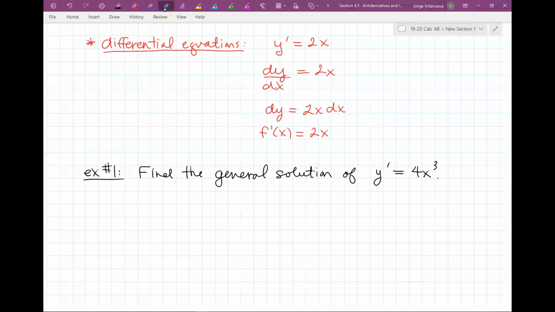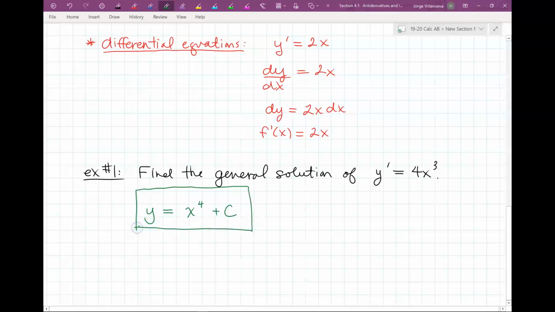So what did you guys come up with here? What's, I guess you could say, what's y? There you go, x to the fourth plus c. All right, so that's your general solution. If you were to take a derivative of that, then you would have 4x cubed, because the derivative of c, which is just a constant, is 0. So that's why we don't have to write it.